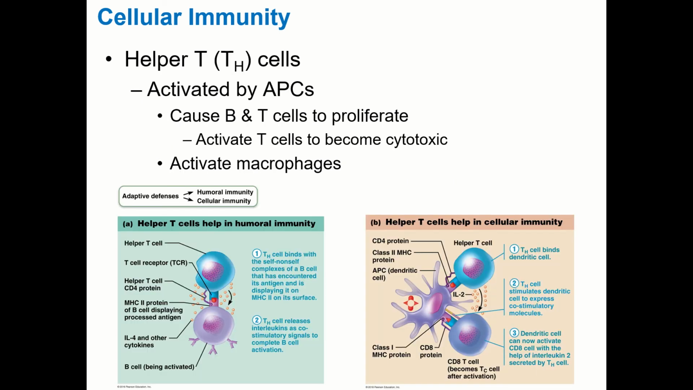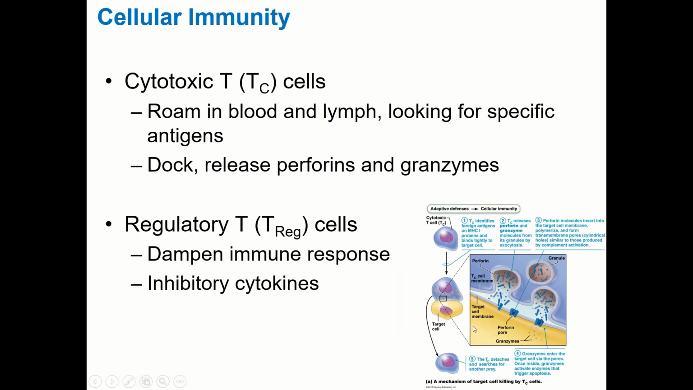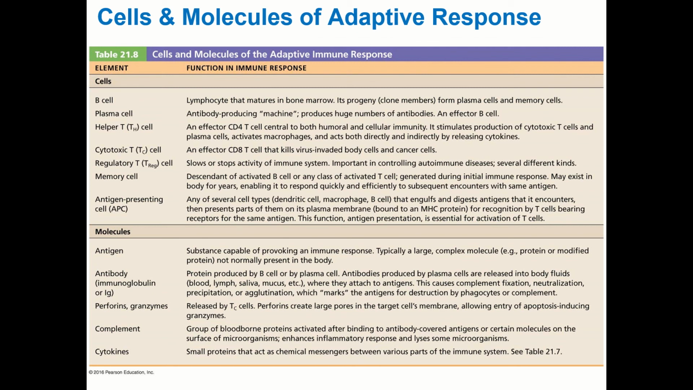Let's see. We talked about the helper cells quite a bit. So here's a helper cell activating a B cell. Here's a little, there's an antigen presenting cell, a helper T cell secreting its IL-2, and then activating what will become our cytotoxic cell. All right, so there's the cells involved in the adaptive immune response there.